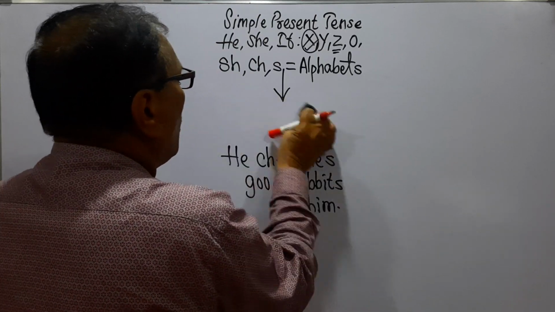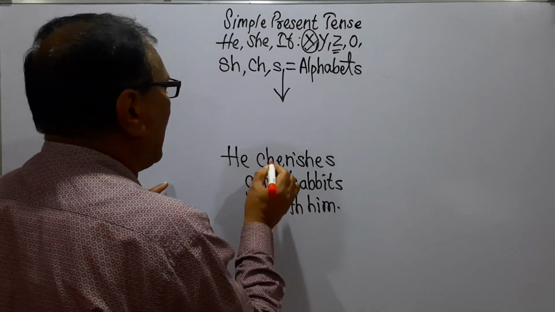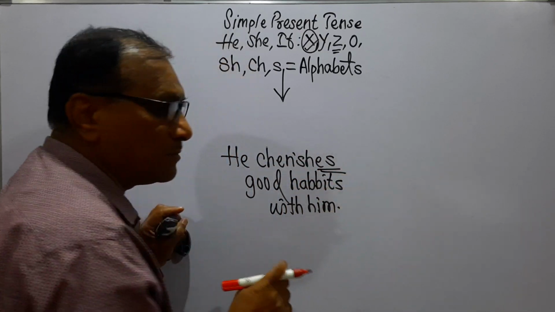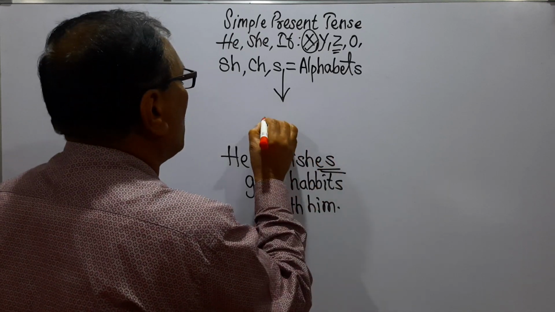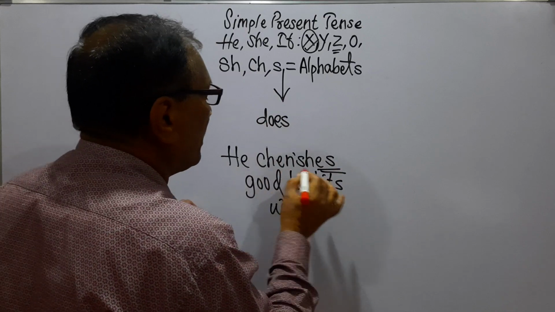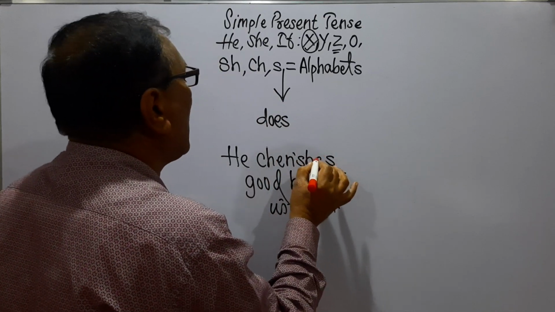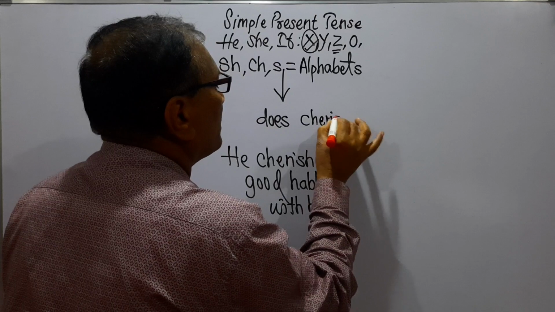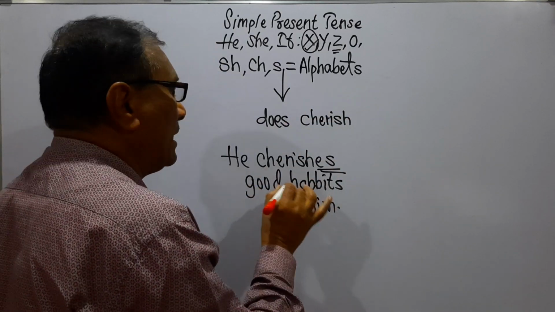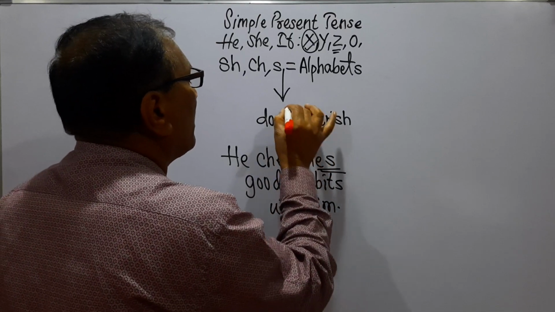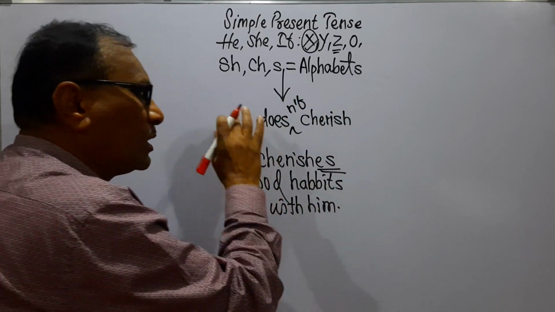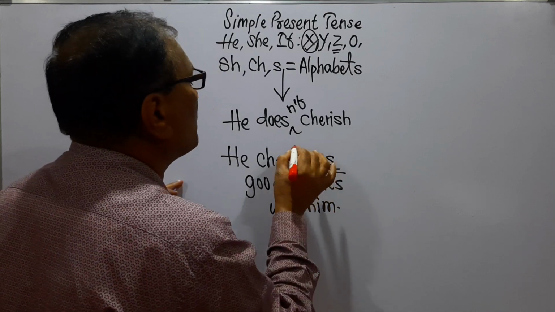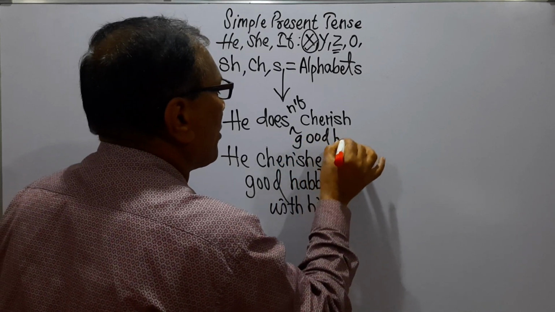Now, when I want to make this negative, the negative will be like this. Remember, cherish. So, remember, this cherish has become cherishes. So, this is the ES. So, I will take does. And then this ES has come here in the form of does. So, now there is cherish remaining. And then I want to make it negative. So, I will take here doesn't. So, doesn't cherish. And I will take here the subject he. And then I will complete the sentence. Means good habits. So, remember here.